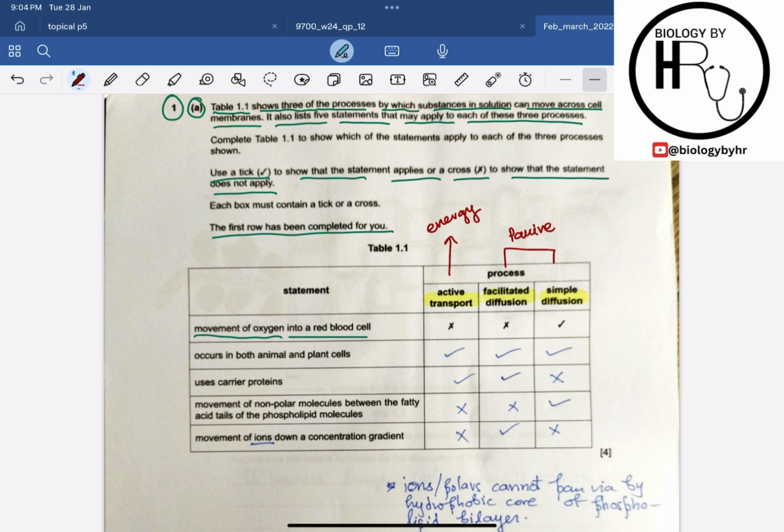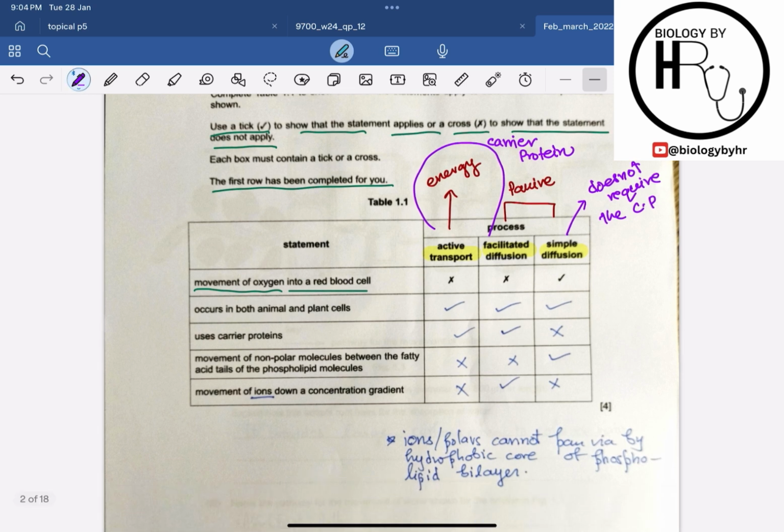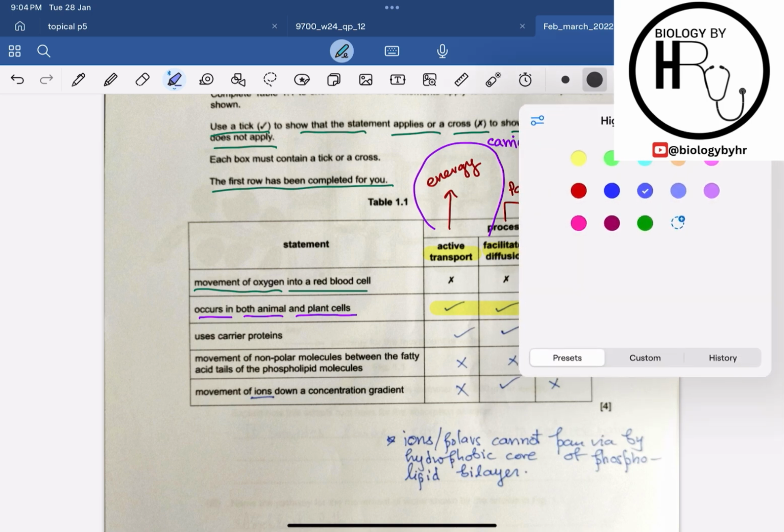Over here we can also tell one more important thing: active transport as well as facilitated diffusion both require the carrier protein, whereas simple diffusion does not require the carrier protein, right? Now let's look at the other statement. It occurs in both animal cells and plant cells. Yes, we know that active transport, facilitated diffusion and simple diffusion occur in all animal cells as well as plant cells.